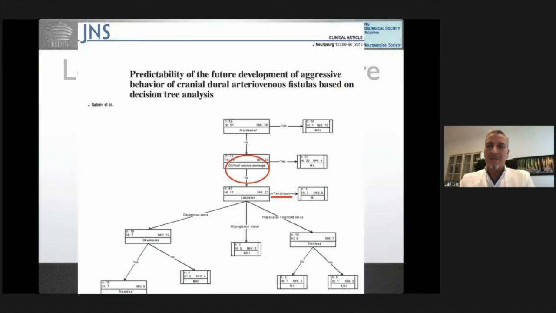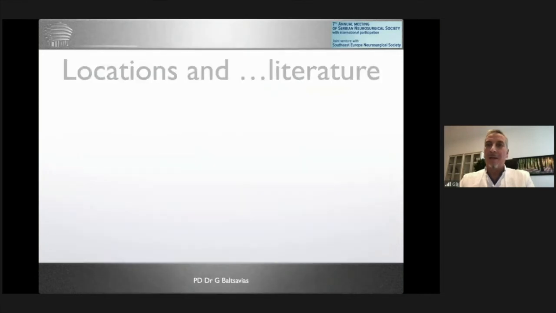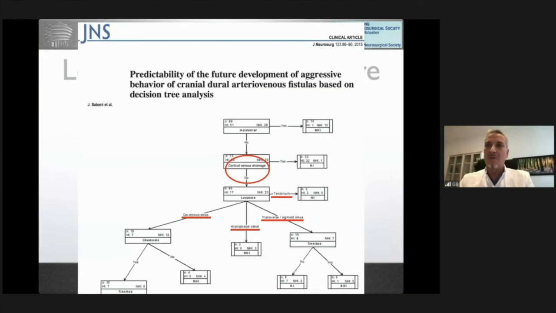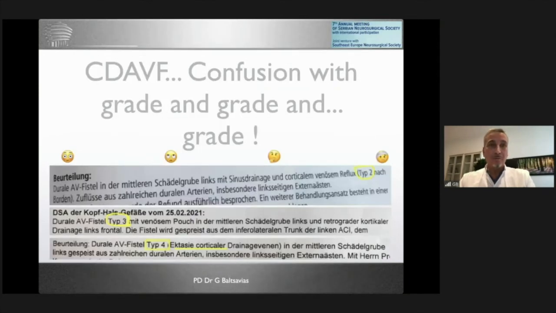Sorry, and this mistake has to do with definitions and misinterpretation of the angiography. This is not unusual. Now, this is an unbelievable case with 3 different classification descriptions for the same patient in the same report. All these are photos from the same report. You see type 2, type 3, type 4. Believe me, this is true.